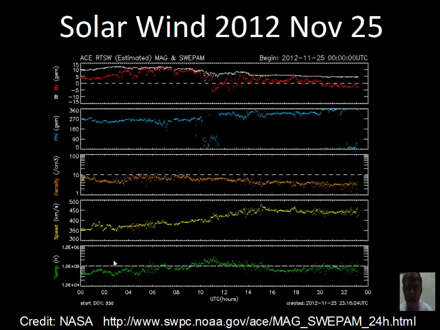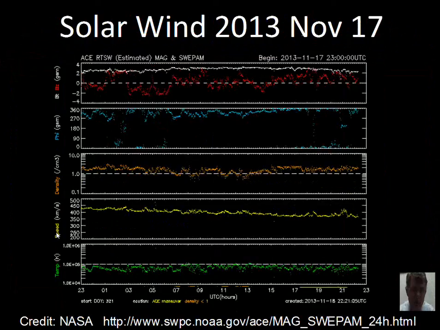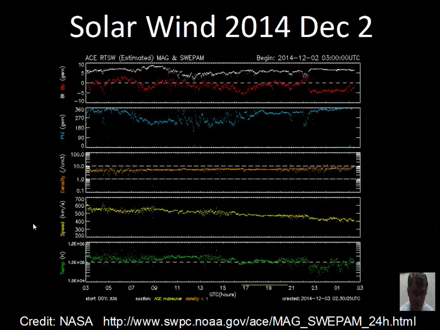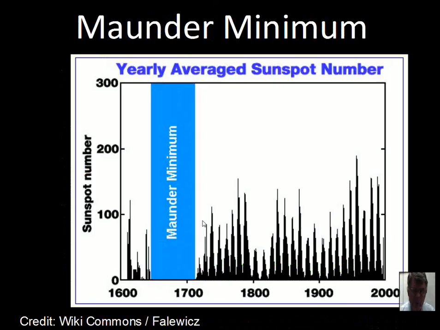This is 2012. Here's 2013. You can see the speed decreasing. And 2014, December 2nd. Again, in this particular sequence, this is during a day, and we have the speed decreasing. So there we are, space weather.